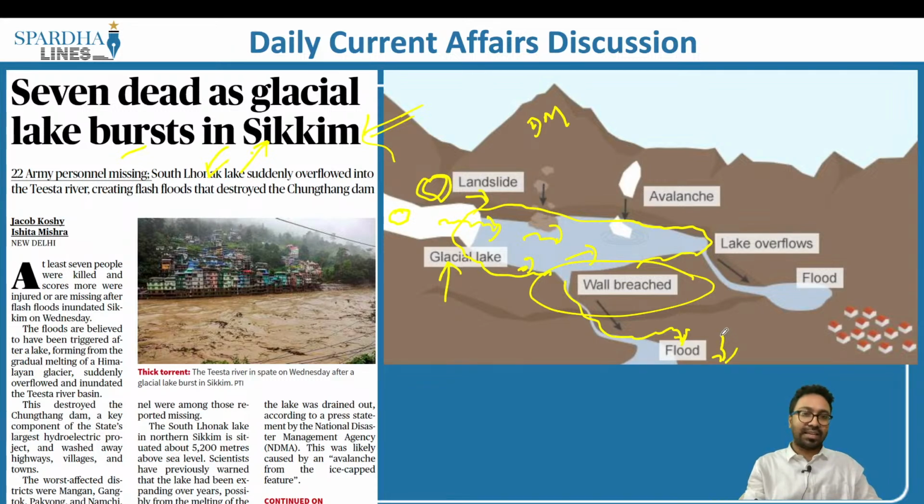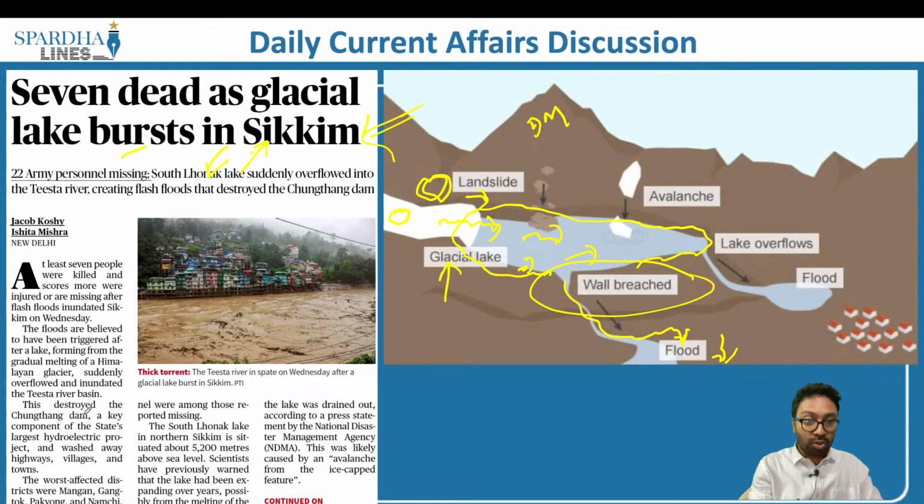So this article here is speaking about one such lake burst that took place in the state of Sikkim, in the South Lonak lake. So remember, this happens to be in the state of Sikkim. So what exactly happened? At least 7 people were killed and scores more injured or missing after the flash floods inundated Sikkim. The floods are believed to have been triggered after a lake forming from the gradual melting of the Himalayan glacier suddenly overflowed and inundated the Teesta river basin.